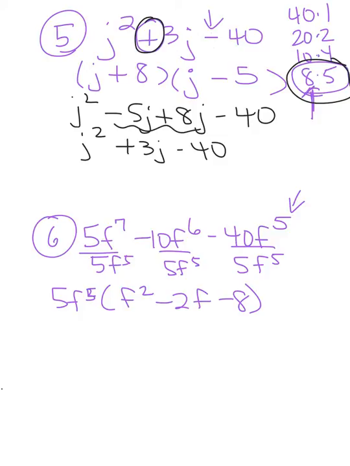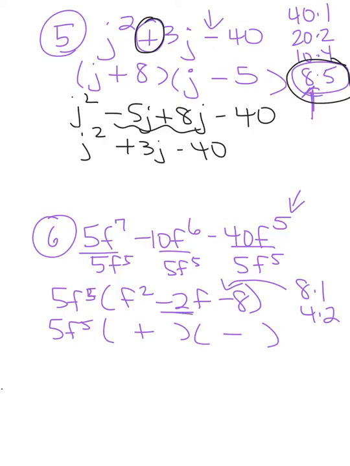Now again, from here I'm going to factor, so I'm going to rewrite my 5f to the 5th. Have my two binomials. Again, I notice that my sign is a negative, so it means I'm going to have a plus or a minus. So I'm going to have one of each. And I'm looking for factors of 8. So I have 8 and 1, and I have 4 and 2. Because my signs are opposite, I'm looking for factors of 8 that I subtract, I get to my middle term, which is 2. So that's going to be this 4 and 2.